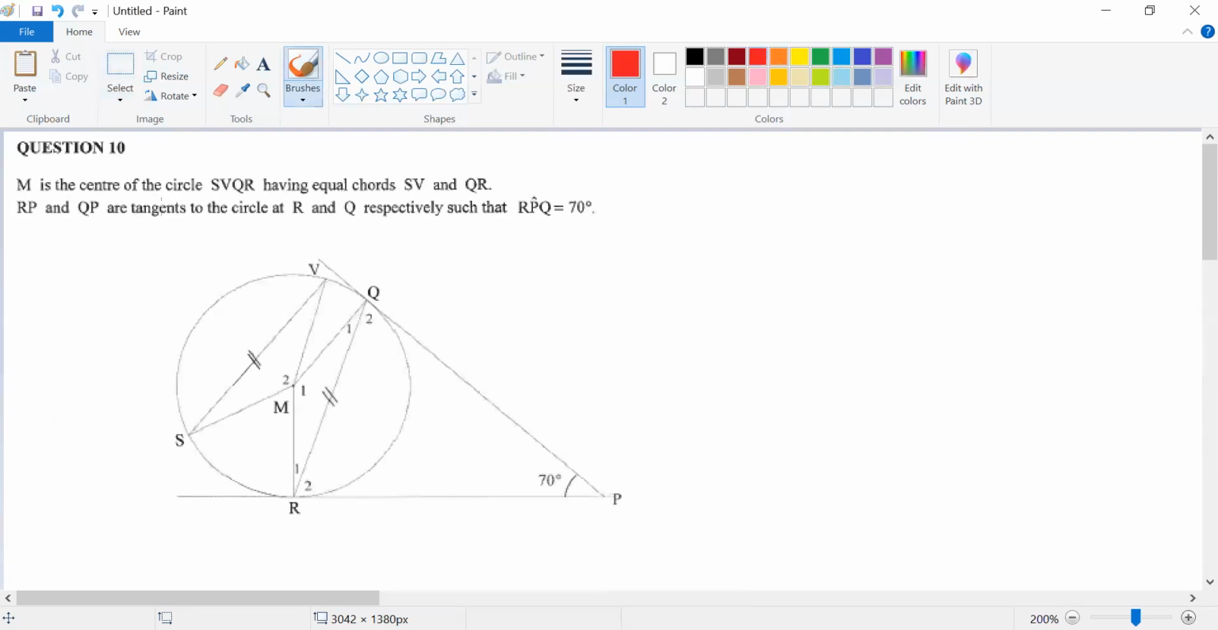So if I see the word tangents, I know I need to be thinking all of my theorems related to tangents. And in this question, I have two tangents, which would mean that I need to think tangents from the same point.